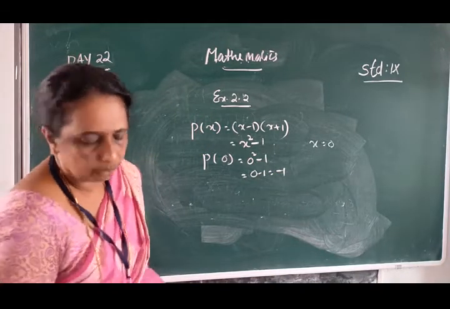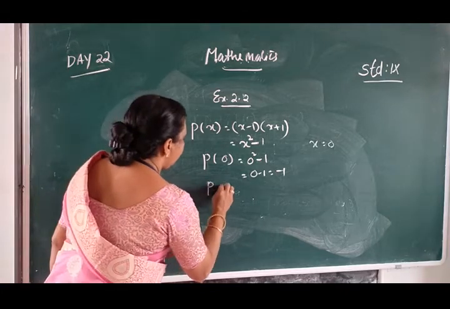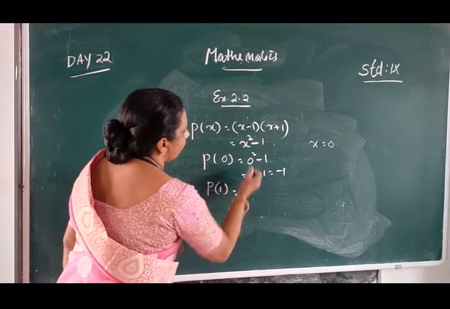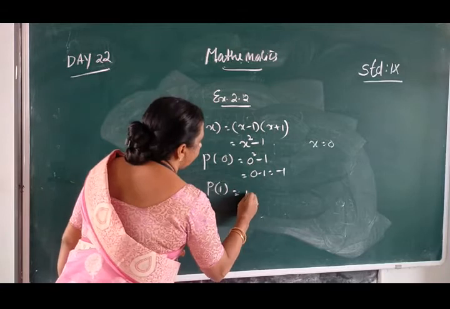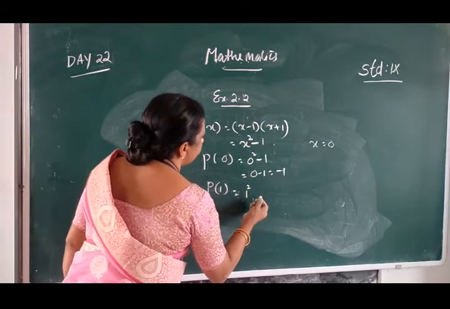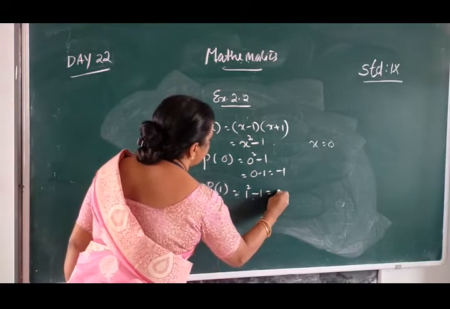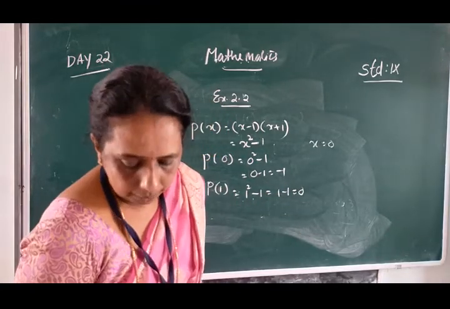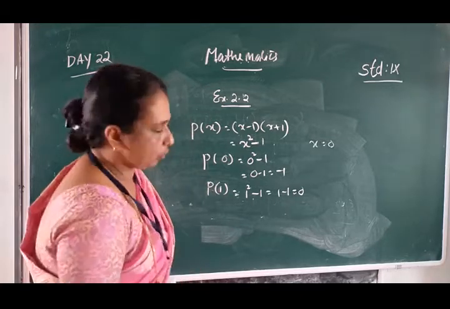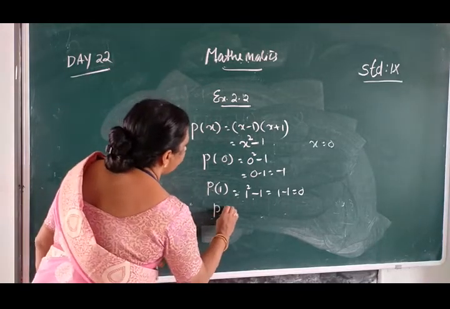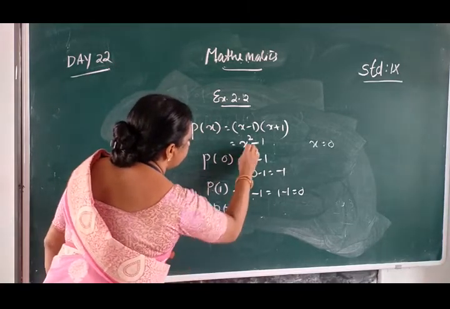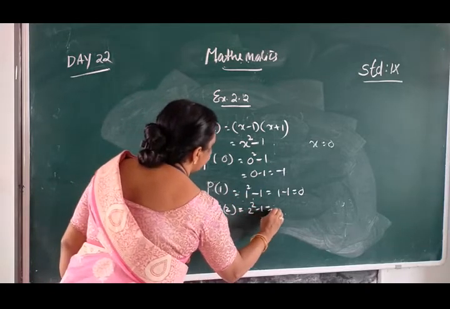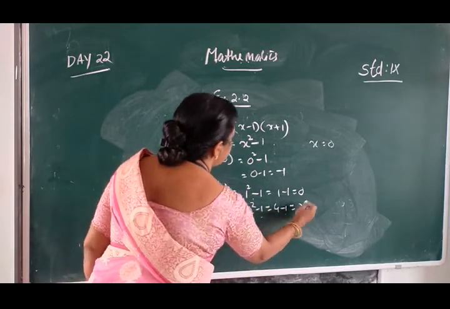Next we have to find out p of 1. P of 1 is equal to x square minus 1, 1 square minus 1. We get 1 minus 1, that is 0. Then the next value is p of 2. P of 2, that is 2 square minus 1, 4 minus 1. We get 3.